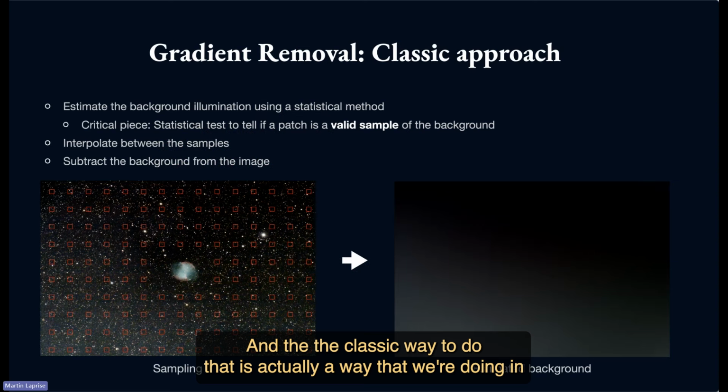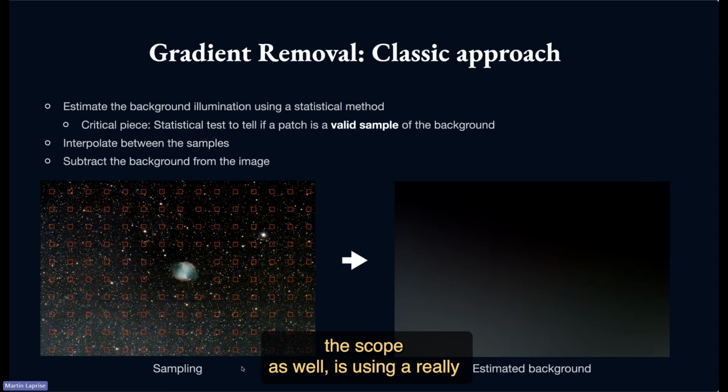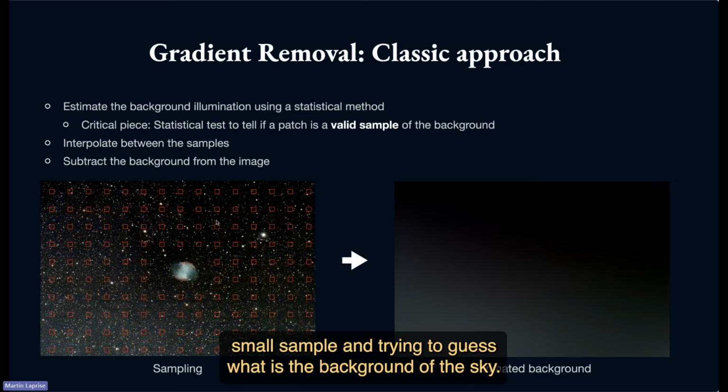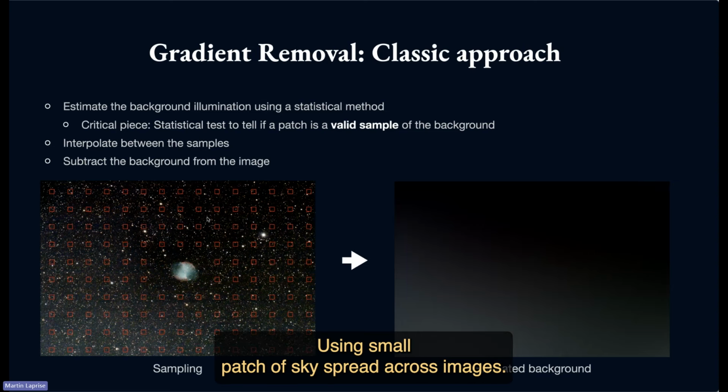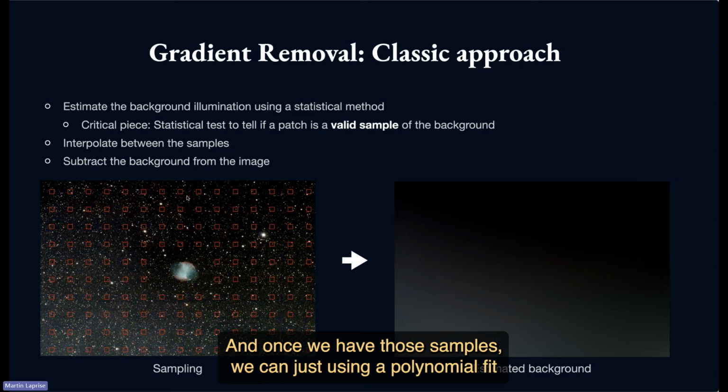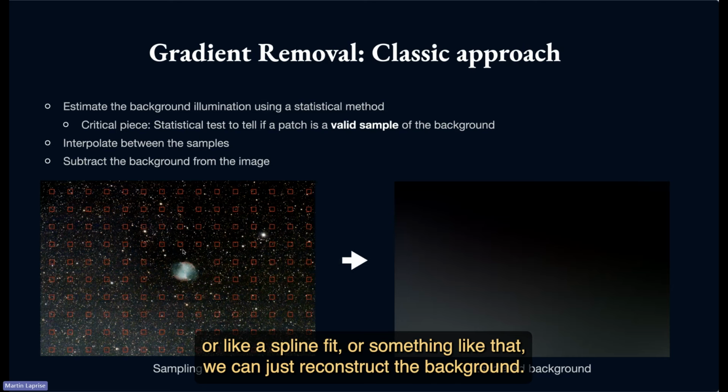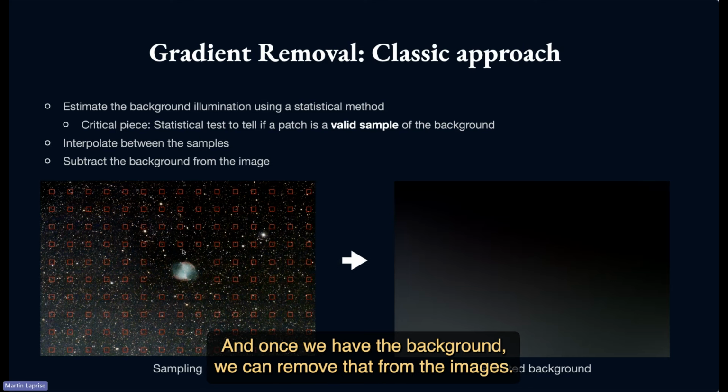And the classic way to do that is actually a way that we're doing in the scope as well, using really small samples and trying to guess what the background of the sky is using small patches of sky spread across the image. And once we have those samples, using a polynomial fit or a spline fit or something like that, we can just reconstruct the background. And once we have the background, we can remove that from the image.